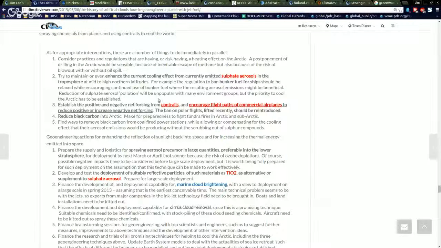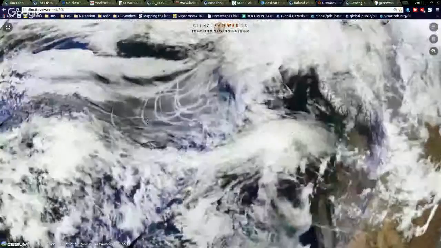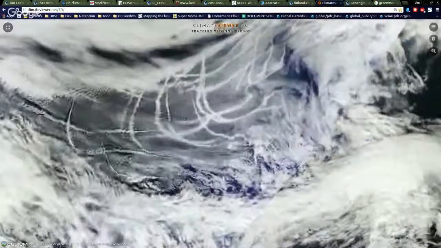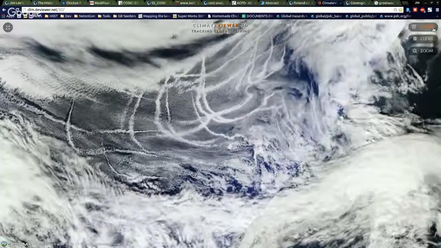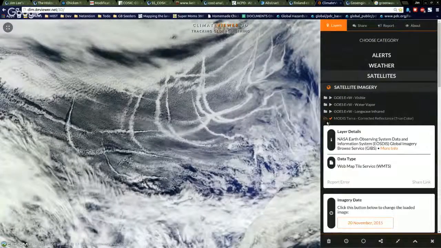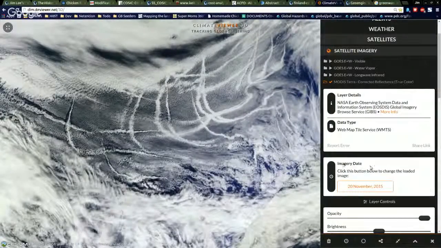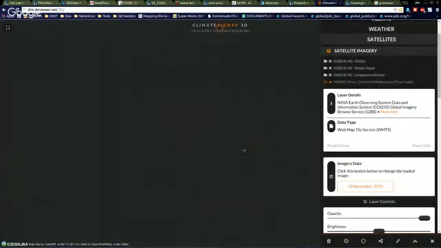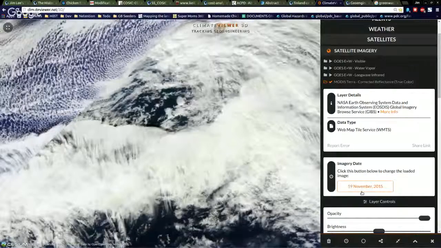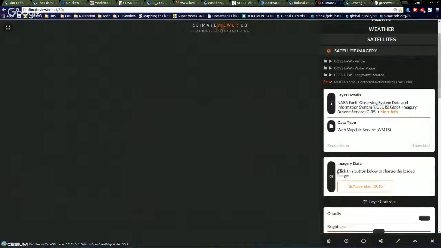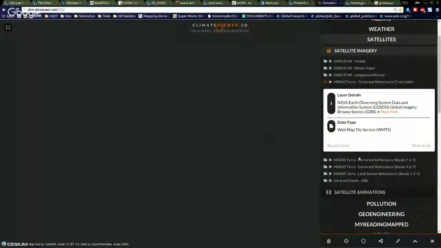Bunker fuel is obviously producing more clouds, like we're seeing right here in the 3D. This is a NASA satellite image from yesterday, by the way. You can see that right here. I go to click on the little folder. You see right here, imagery date, November 20, 2015. If I click this and change the date, it'll load up the one from yesterday. Doesn't look as bad.